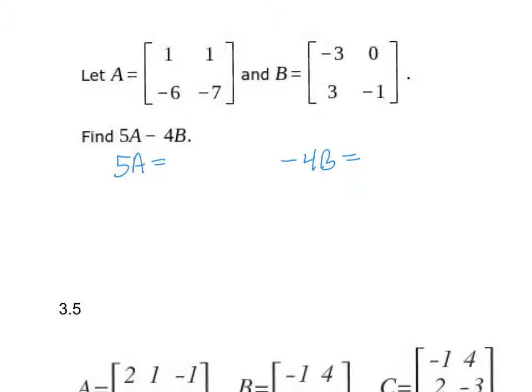Here we have a linear combination of two different matrices. We're going to multiply the A by the 5 and the B by the 4, and then we're going to combine the two matrices together with a subtraction.